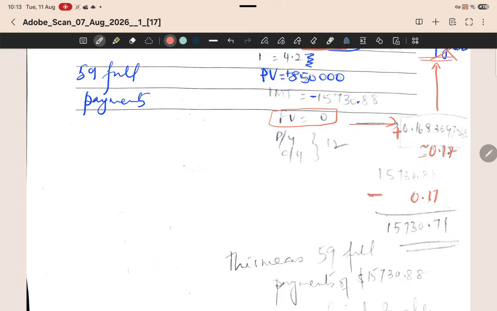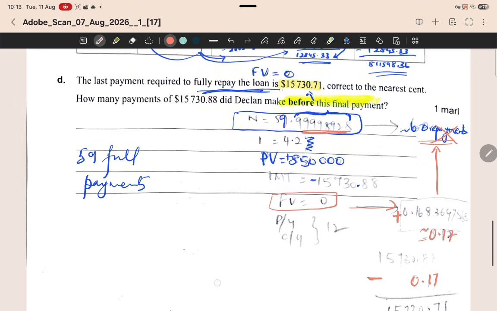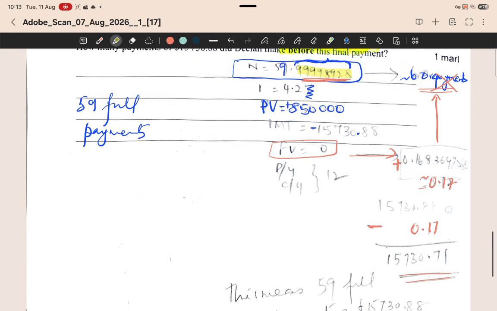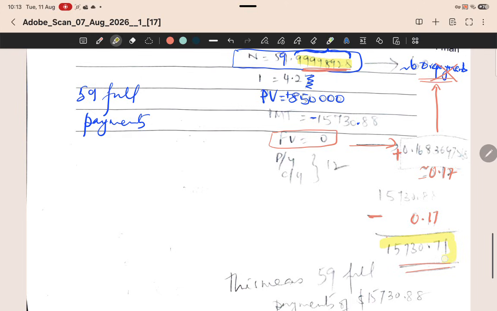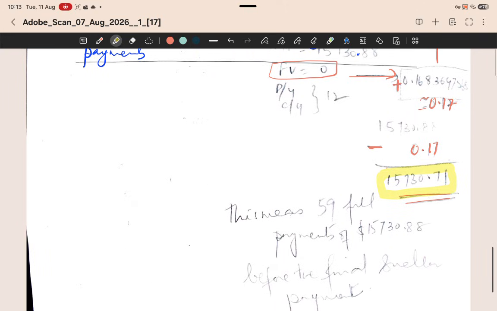So clearly this is lesser in value to your regular repayment, which accounts for this 0.99, which is almost one repayment, but not exactly one. So it's a little less than one, which is this one, which they've mentioned in the question. But if they hadn't mentioned it, this is how you calculate your final repayment. So this tells you that there are going to be 59 full repayments and before the final smaller payment. So hopefully this helps. Happy learning, guys.